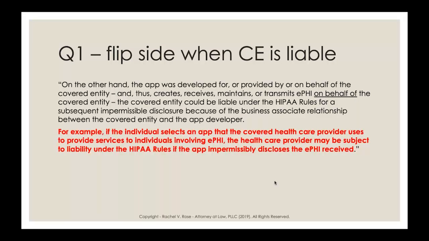A lot of other major health systems do that too, but at least they have control and they know that the standards are being met. If you are required to just disseminate information to any app, that's frightening, to be forthright with you. So again, if the individual selects an app that the covered entity provider uses to give the services to the individual involving ePHI, the healthcare provider may be subject to liability under the HIPAA rules if the app impermissibly discloses the ePHI received.